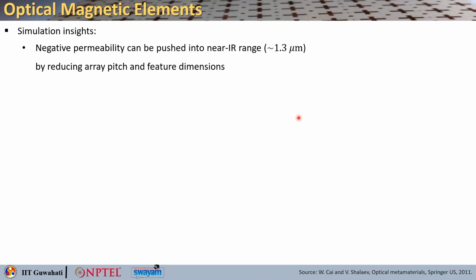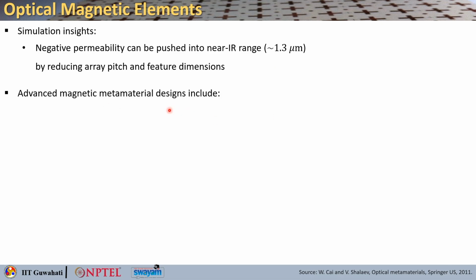In the previous case, it was the electric field that was giving you that magnetic moment. Here you are directly getting it from the magnetic component of the light. So, simulations have also shown that it is possible to extend negative permeability to higher frequencies in the near infrared range, say up to 1.3 micrometer, by reducing the pitch size, that is basically the array constant or the lattice constant, and the dimensions of the arrays.